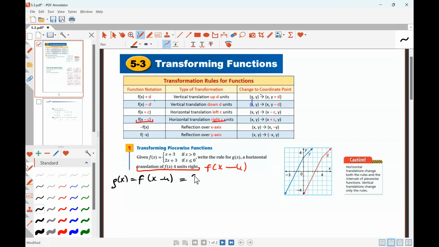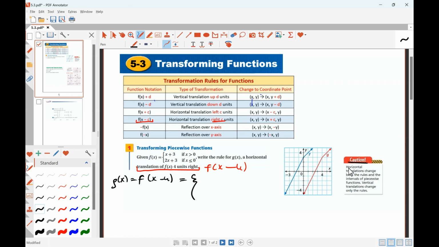So all you have to do is, inside this function, replace every x value with x minus 4. Every x, not only this part, but also this interval part, the x values will be changed. Let's take a look at this note.